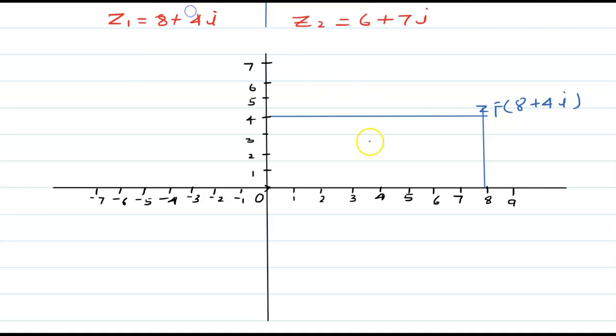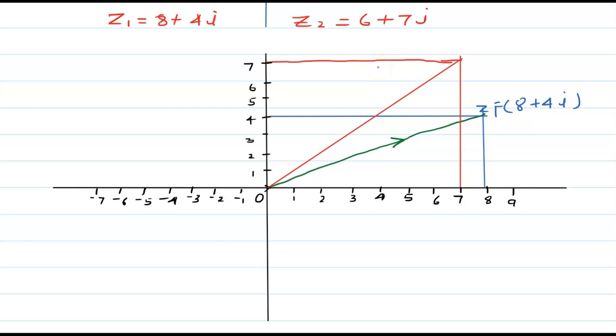So let's draw a line. Okay, so this is z1. z1 is this green line. Now the next one is z2. z2 is 6 plus 7i, so 6 here, and 7 will be on this axis. So 6 and 7, it will come here. So let's construct a line with a different color.